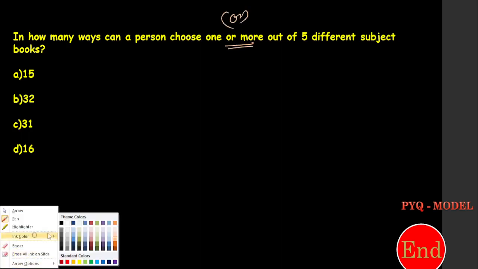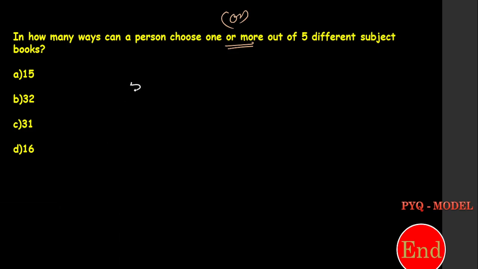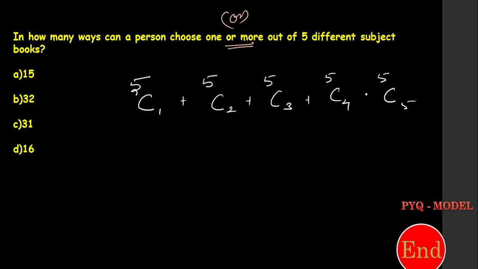So here we can write there are 5 different books. I can select one book, or out of 5 I can select 2 books or 3 books, or out of 5 I can select 4 books, or out of 5 I can select 5 books. So either-or means I need to add the values. 5C1 is 5, 5C2 is 10, 5C3 is 10, 5C4 is 5, and 5C5 is 1. So totally there are 31 ways we can select it.